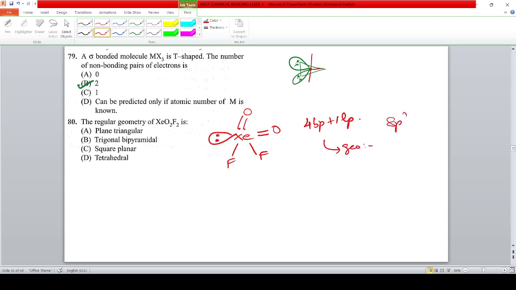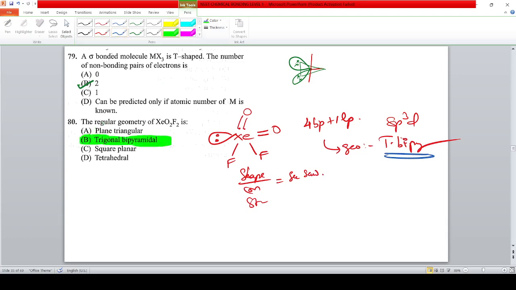Geometry means totally 5 orbitals, sp3d, which means trigonal bipyramidal. Trigonal bipyramidal is the geometry. If they ask you the shape or structure, you should mention it is seesaw. Whereas if they ask you the geometry, it is nothing but trigonal bipyramidal.